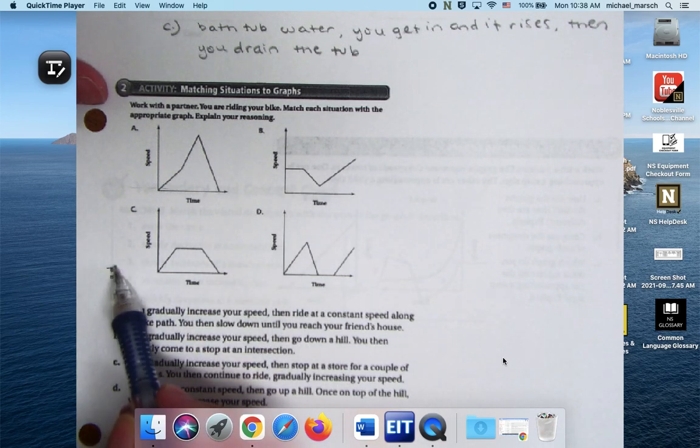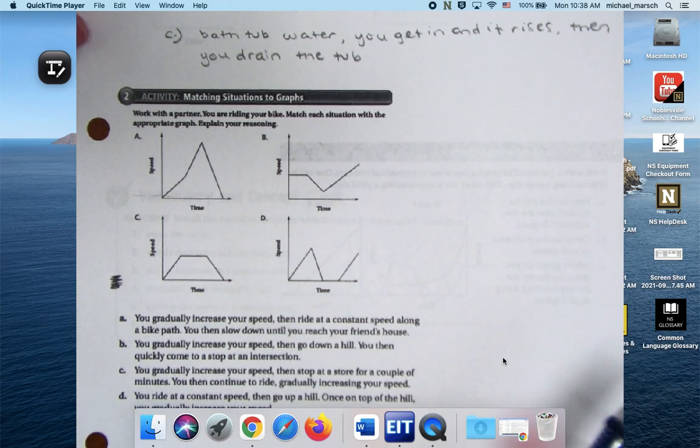Okay, don't mind this over here. You can cross that out. That was just when I did a screenshot, I couldn't not get those little letters in there from the book.